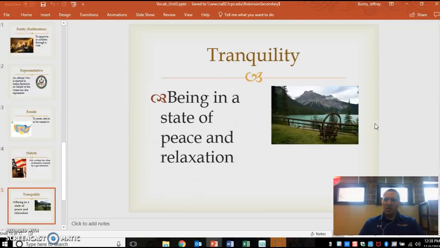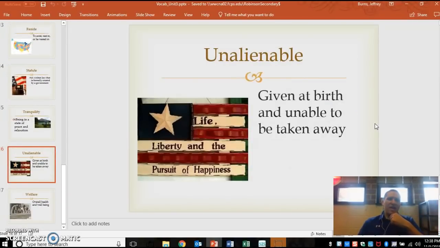All right, we got tranquility. Tranquility is domestic tranquility, right? Peace at home, one of our goals of the preamble. So tranquility, peace, or a state of relaxation, when we think of it, domestic tranquility, peace at home. Okay, unalienable, unable to be taken away, life, liberty, pursuit, happiness. Thomas Jefferson stated the unalienable rights in the Declaration of Independence. This is, again, the grievances against the king that were stated. These are given at birth, unable to be taken away.